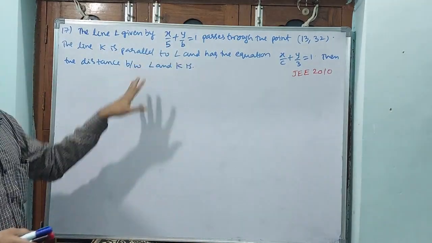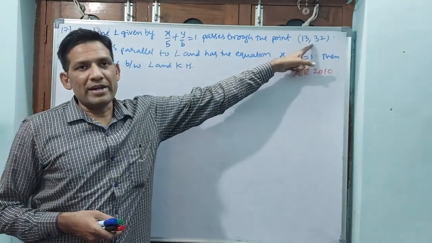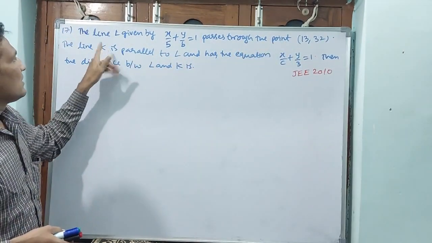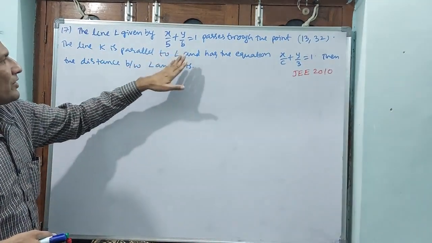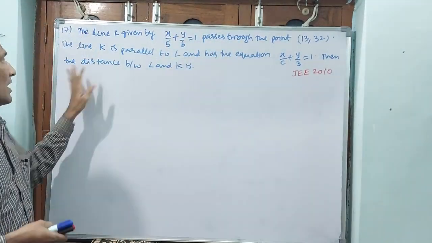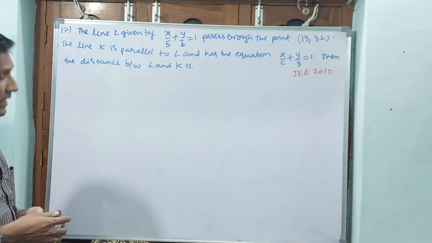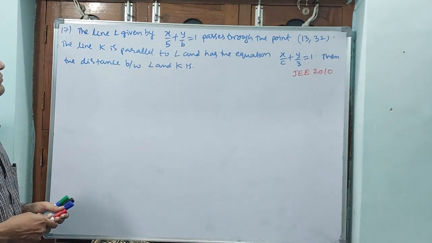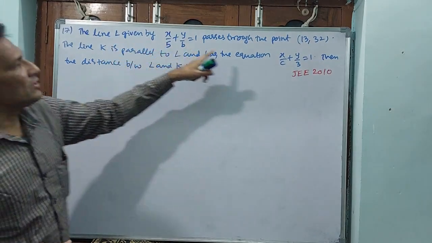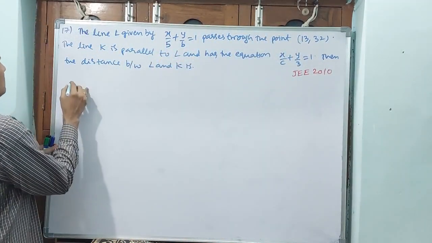These two lines are parallel to each other, and one line is passing through a certain point. L and K, they have given K as the parallel line, and both equations are given. Again they are asking the distance between the lines. Let us proceed. First, this line is passing through this point, so we substitute. Why? Because I want the b value.